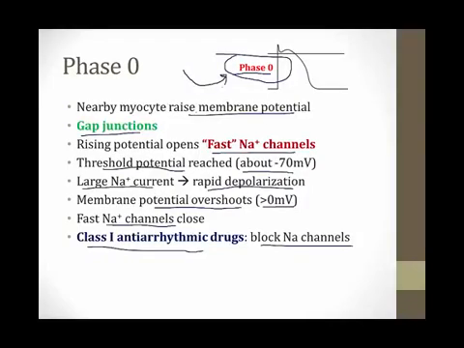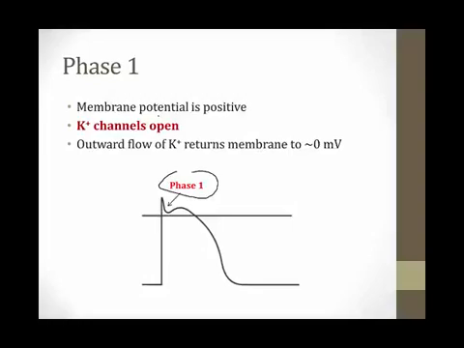In phase 1 of the action potential, the membrane potential is positive and potassium channels begin to open. This leads to the outward flow of potassium and returns the membrane potential to close to 0 millivolts.